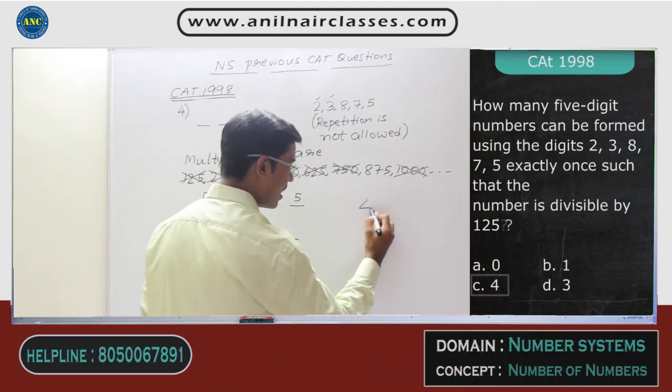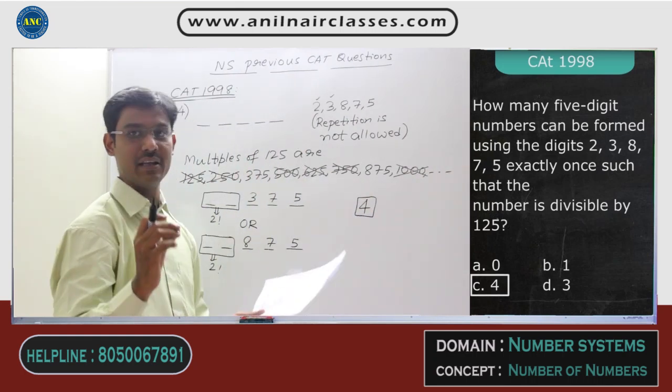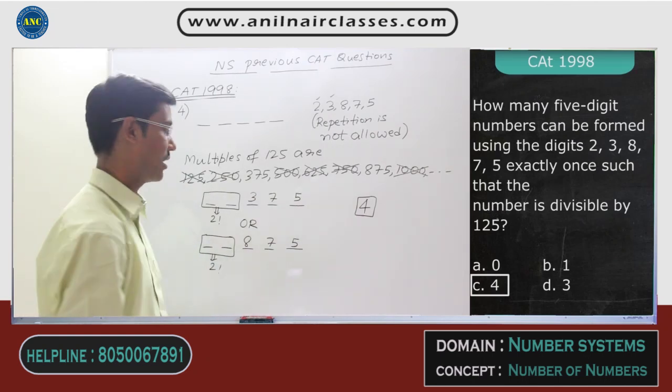What should be the answer? The answer should be 4. The question is asking how many 5-digit numbers can be formed. You can form 4 five-digit numbers.